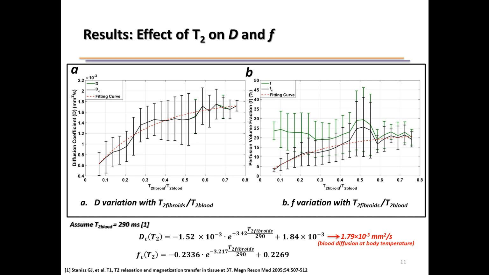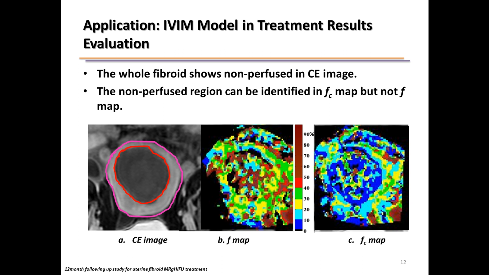FC could also be fitted with an exponential function, and FC asymptotically approaches a blood volume fraction value of 21.74%. As FC shows the tissue perfusion, it can serve as a perfusion-related parameter that provides information equivalent to non-perfused volume without the use of contrast for HIFU treatment results evaluation.